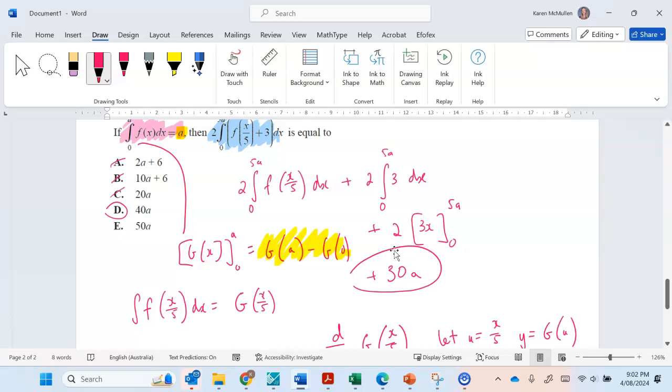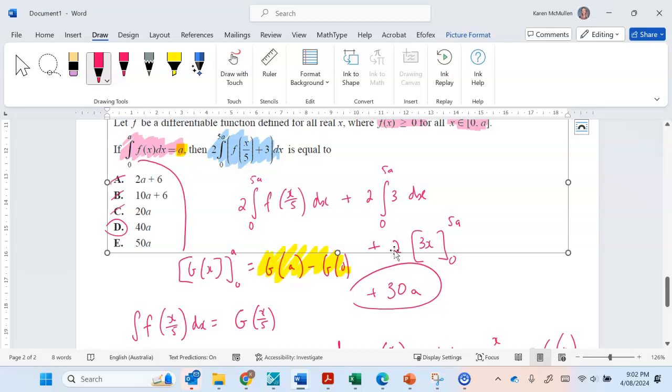If you couldn't approach this one, like if you thought, oh my gosh, I have no idea, I think you should at least be able to get that 30a by separating that definite integral, and that may help you decide. Instead of having a 25% chance, because they're out of 4 choices, A, B, C, or D, you've now got a 50% chance. So 40A or 50A. All right.